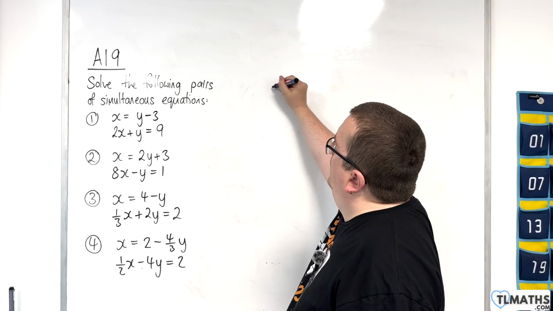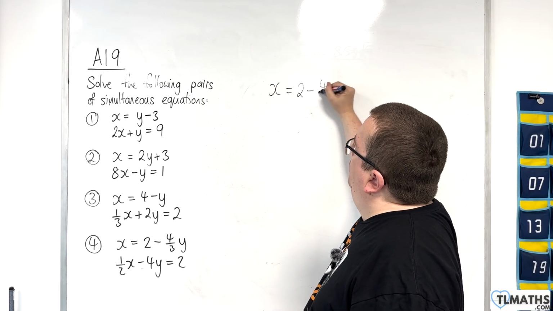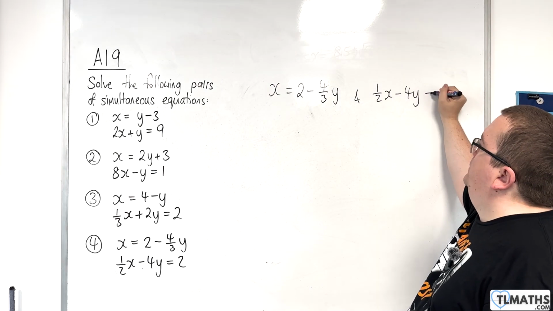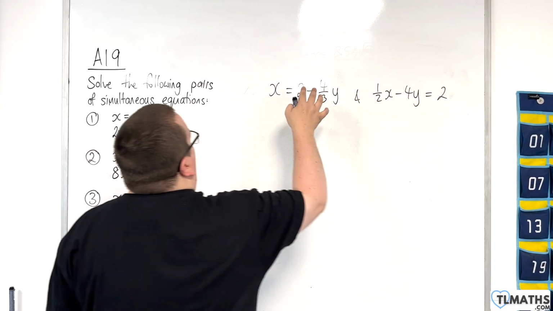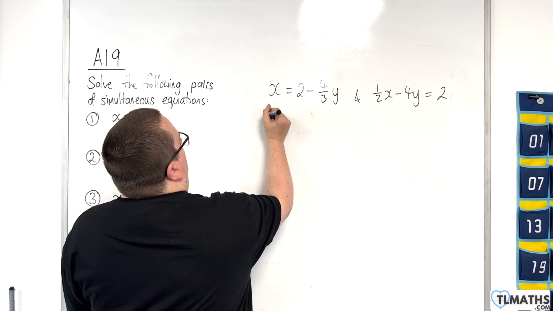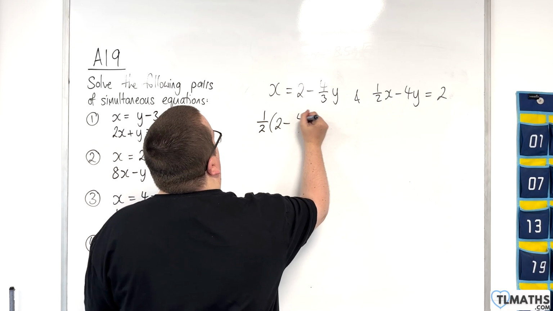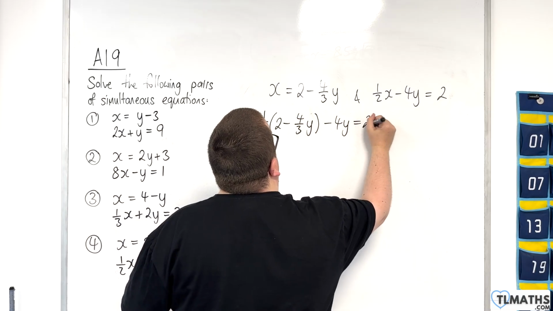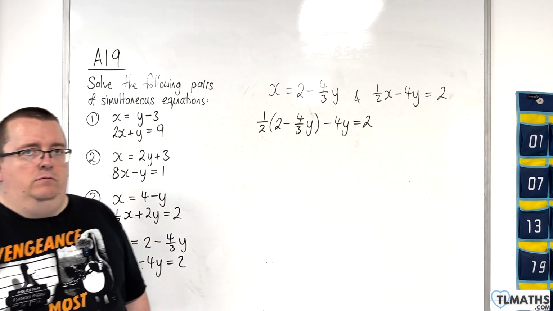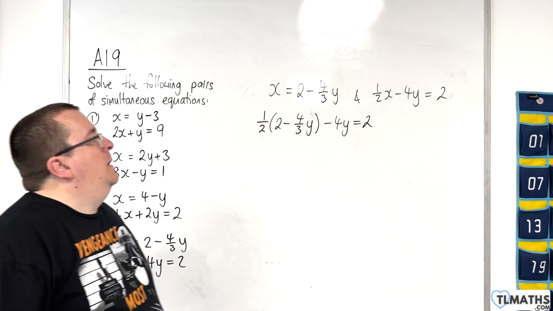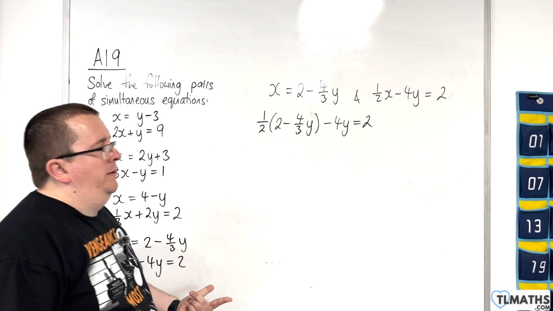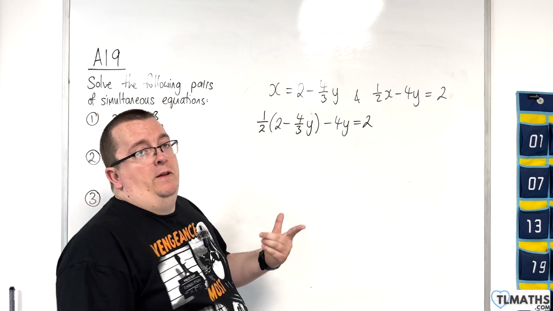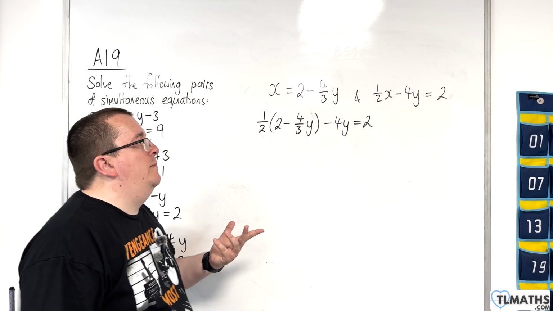So the fourth one, we have x is equal to 2 take away 4/3 y, and 1/2 x take away 4y is equal to 2. So we'll substitute this one into this equation. So we have 1/2 of 2 take away 4/3 y, take away 4y is equal to 2. Now once again, we have choices. We could expand the brackets and then multiply through by 2, but we could also multiply through by 2 first, and then we don't have to expand the bracket.